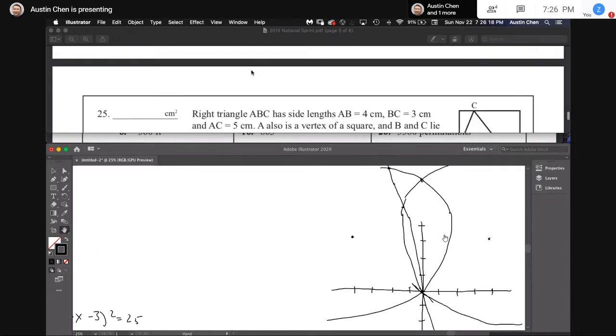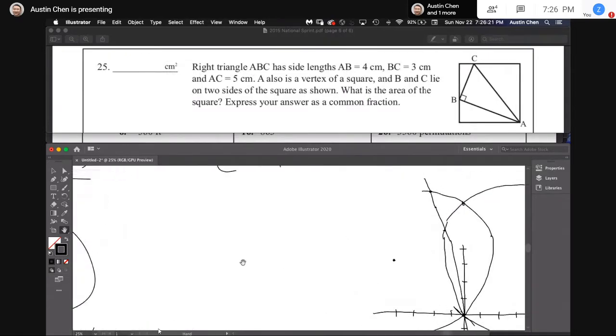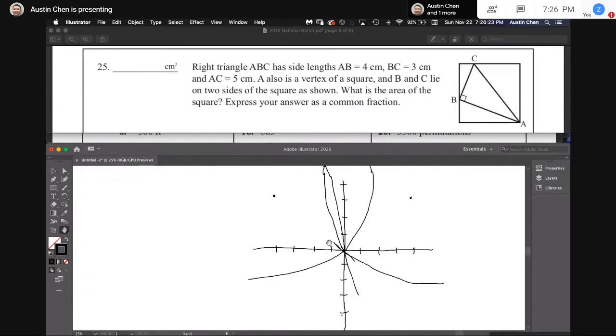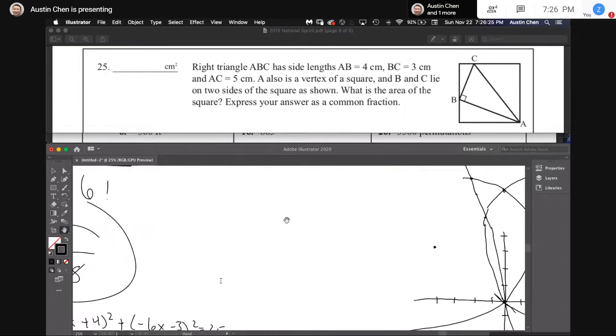All right, let's move on. I'll do it here, I guess. Right triangle ABC has side lengths AB equals 4 centimeters, BC equals 3 centimeters, and AC equals 5 centimeters. A is also a vertex of the square, and B and C lie on two sides of the square as shown. What is the area of the square? Express your answer as a common fraction.